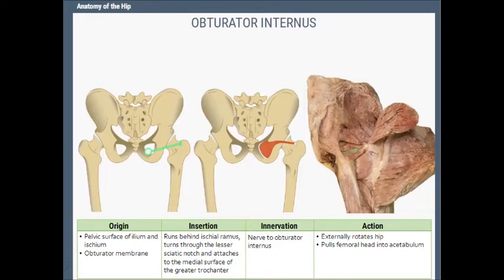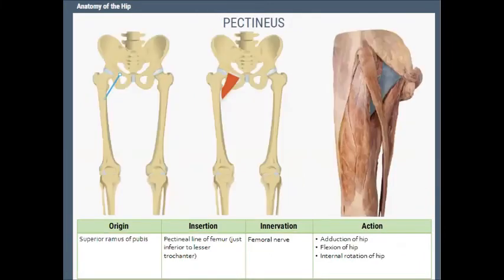Next muscle is pectineus. Pectineus originates from the superior ramus of pubis. Insertion is on the pectineal line of femur. Nerve supply will be the femoral nerve, because this is a muscle of the anterior compartment. So anterior compartment muscles basically have the supply from the femoral nerve only. Adduction of hip, flexion of hip, and internal rotation of hip will be the action.